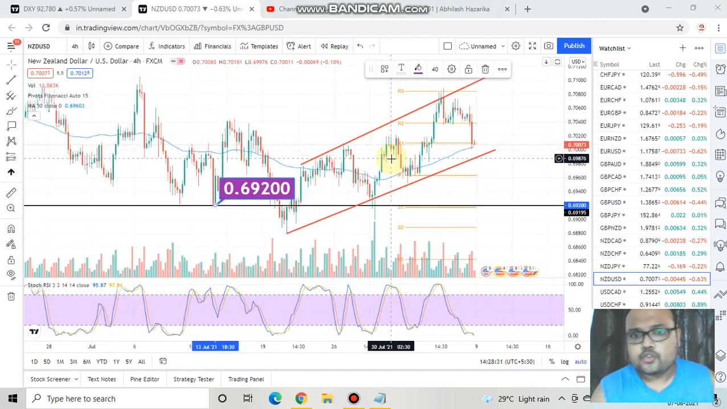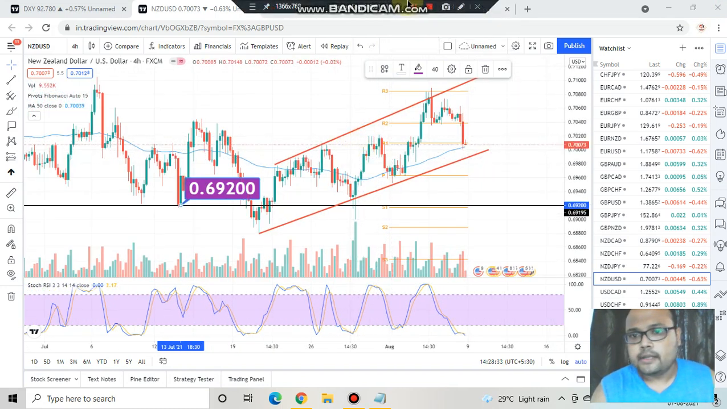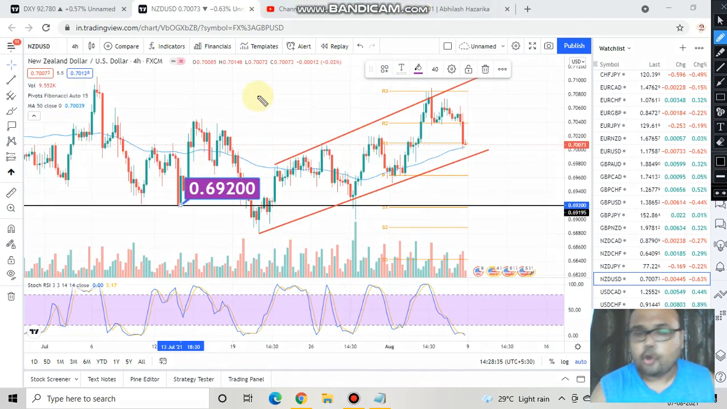But if I zoom in, then we can see that the overall trend of the market may be towards the downside, but we will not trade for 5 days, 10 days. Our trades do not last for 10 to 15 days. Our trades hardly last for a couple of hours to 1 day or 2 days max.